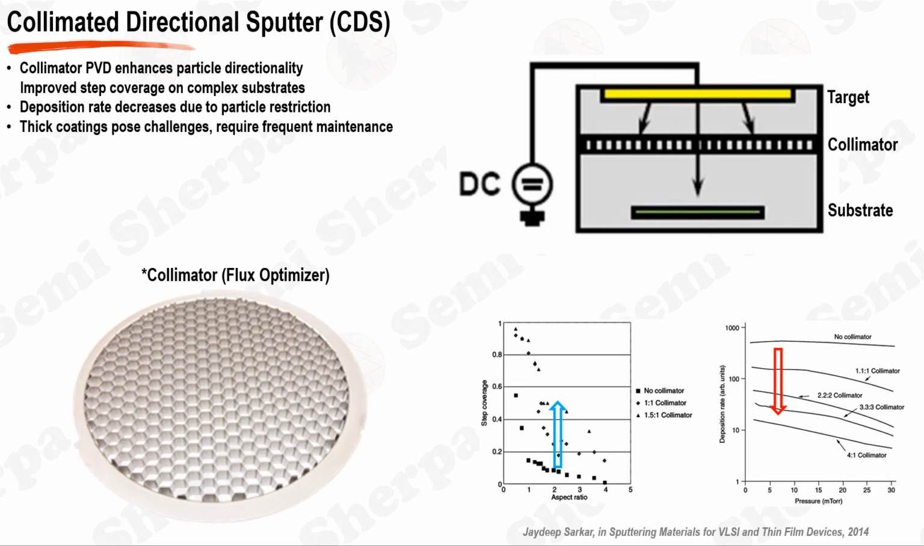In the physical vapor deposition (PVD) process, collimated directional sputtering (CDS), or simply collimator PVD, is a unique technique that utilizes a structure known as a collimator to optimize the particle flux during deposition. The collimator is typically a honeycomb-shaped structure placed between the PVD target and the substrate. Its primary role is to enhance the directionality of the sputtered particles by allowing only the particles moving in a direction perpendicular to the substrate to pass through.